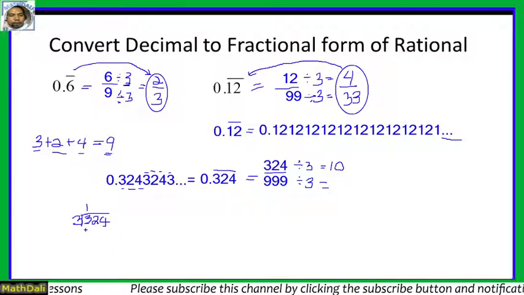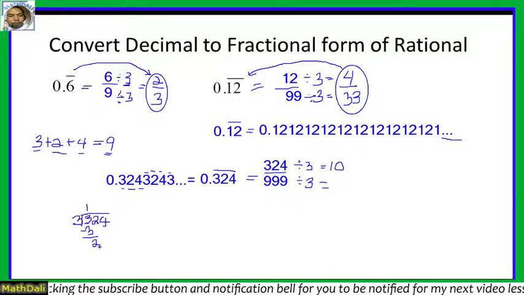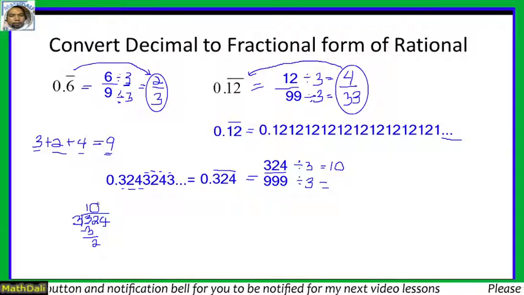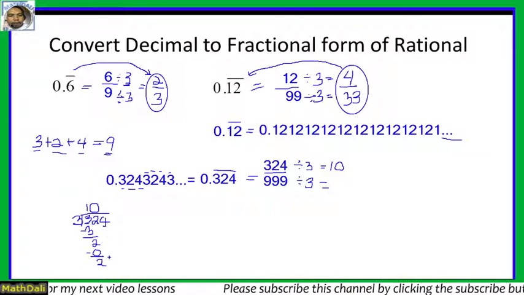1 times 3, that is 3. Then subtract natin. Bring down natin yung 2. 3 minus 3, that is 0. Bring down natin yung 2. 2 divide natin sa 3, that is 0. So 0 times 3, that is 0. Then subtract natin. 2 minus 0, that is 2. Bring down natin yung 4.